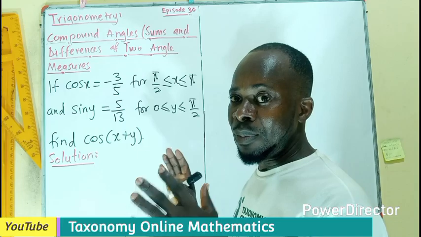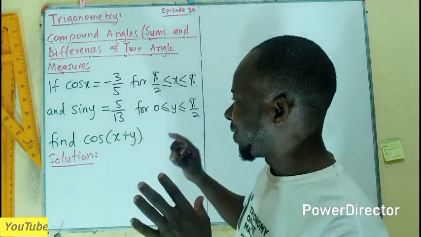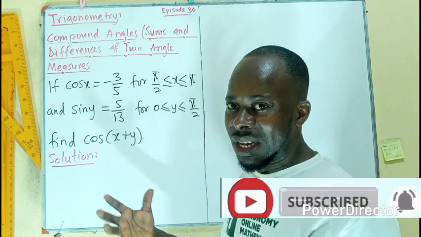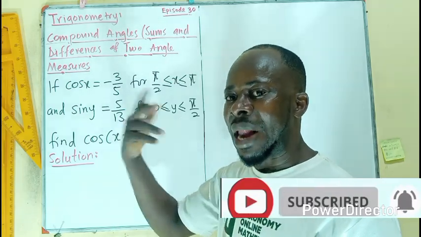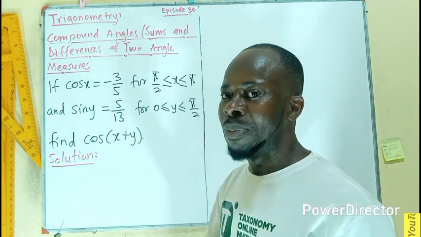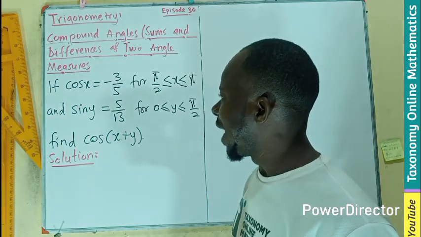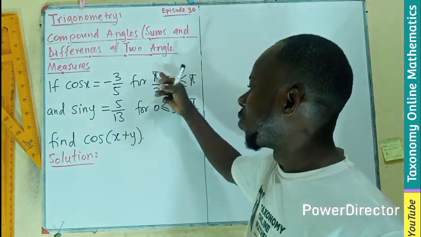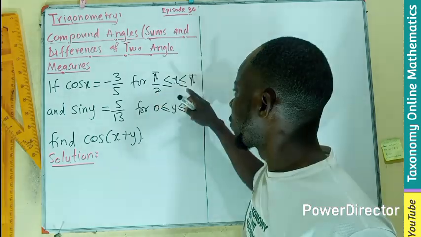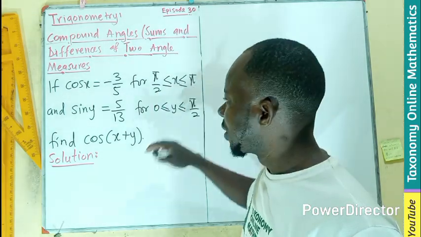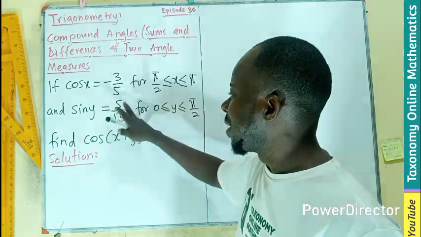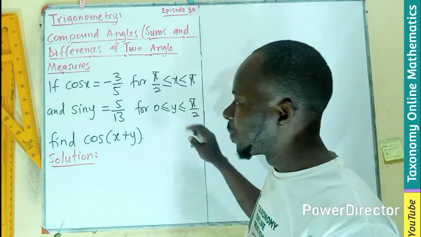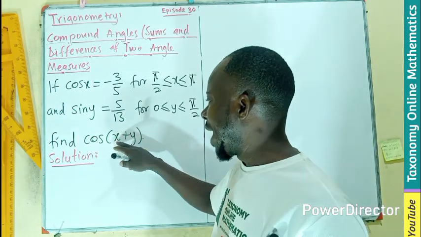This is episode number 30, but still we are on compound angles, picking past questions to see how we can apply the concept we learned in the previous episode. So if cos x is given as negative 3 on 5, which is within the range of 90 to 180, then the sine of y, which is 5 on 13, from 0 to 90. So we need to find cos(x + y).